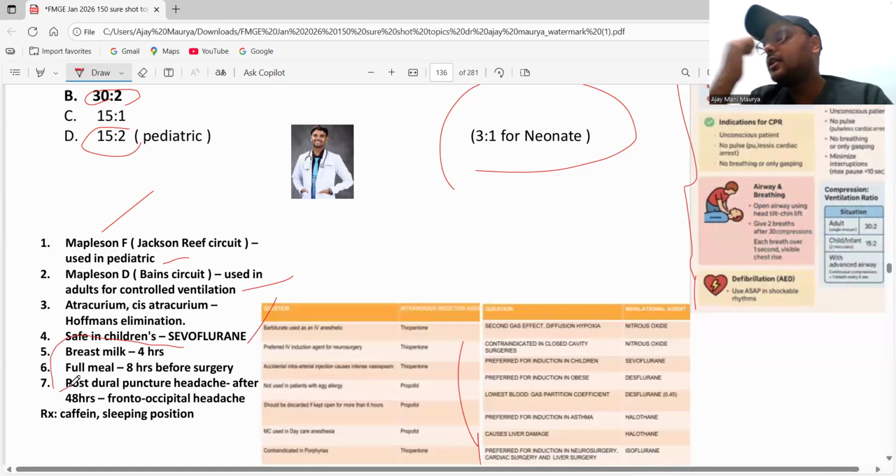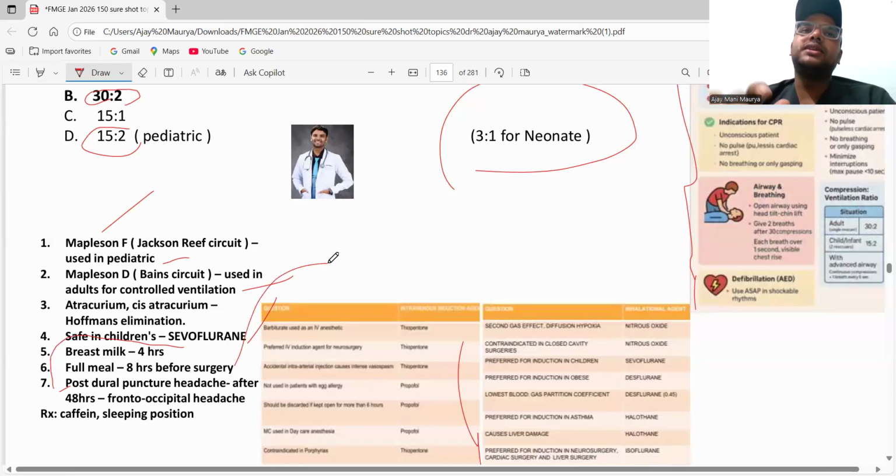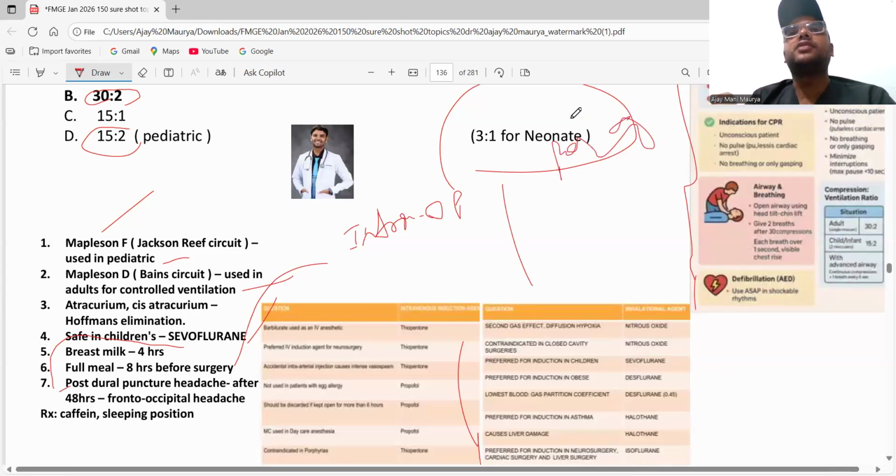The next one is post dural puncture headache. These are the most common complications after spinal anesthesia. Remember, this is the intra-op, which means during the operation. This is the post-op, after surgery.